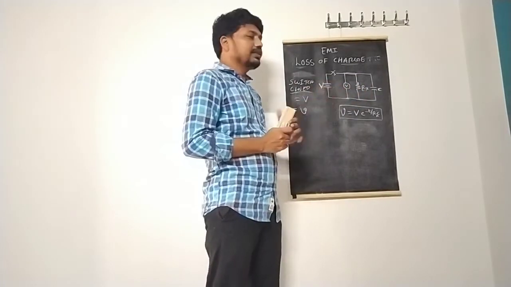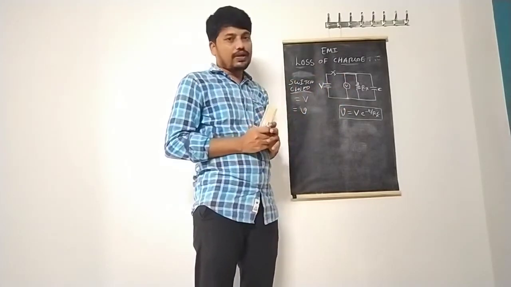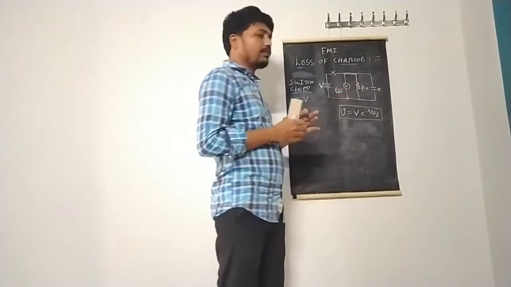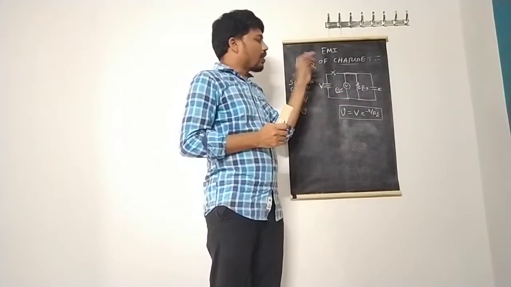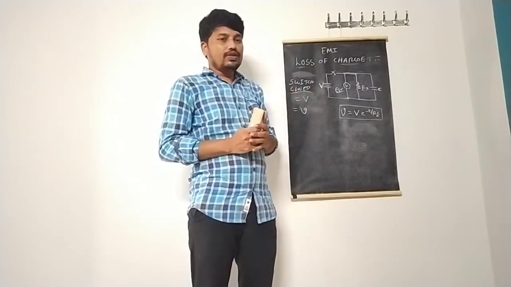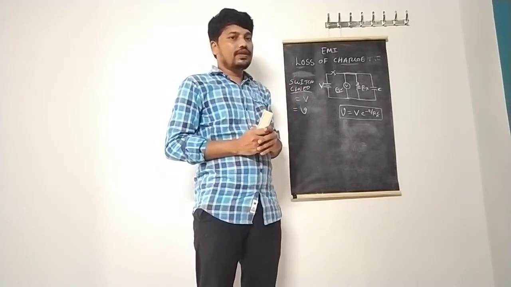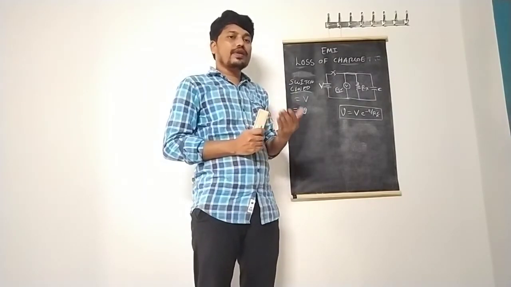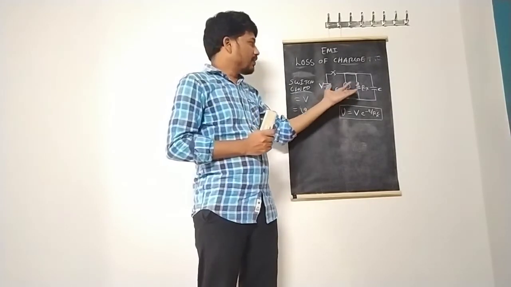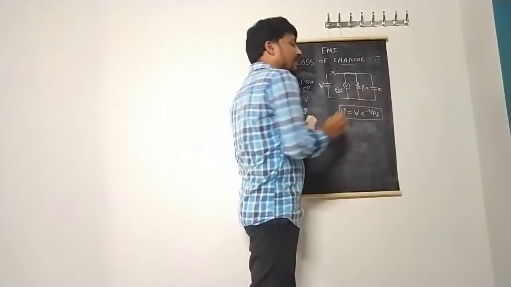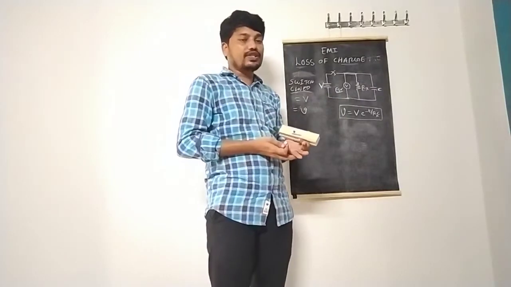Here we are not using any normal voltmeter. Generally we prefer electrostatic voltmeters, because the loss of charge method is used to measure high values of resistance. For higher values of resistance, we also need higher values of voltage supply. In the loss of charge method, the Rx value is in the range of mega ohms, because it is a high resistance method.